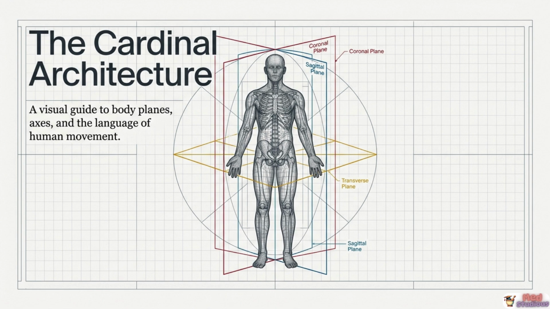This system is not just academic. It directly underpins how we describe surgical incisions, how CT and MRI scans are oriented, how physical therapists analyze joint movement, and how biomechanical research is conducted. The three cardinal planes, coronal, sagittal, and transverse, divide the body into distinct spatial sections. The three axes, horizontal, longitudinal, and sagittal, drive all joint movement. Master this system and you will have a complete spatial language for the human body. Let's build it from the ground up.